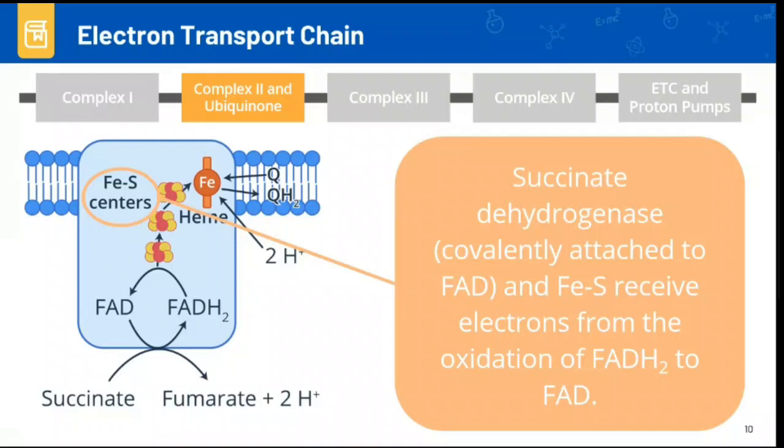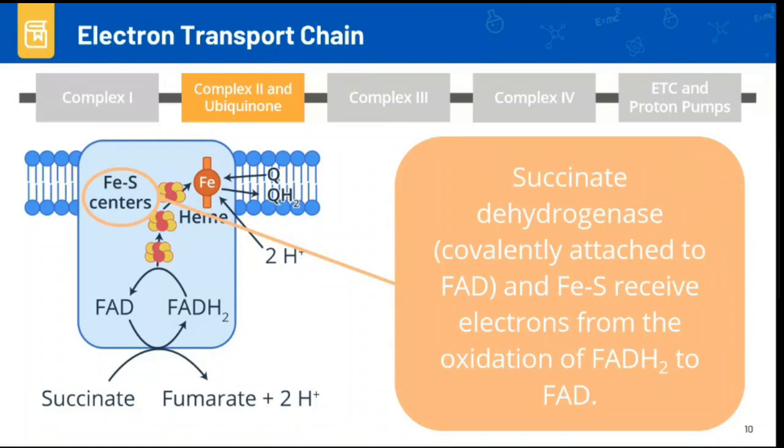Then the electrons from the iron sulfur located in complex 2 are transferred to your ubiquinone, which becomes your ubiquinol or your QH2. Pag na-reduce na yung ubiquinone ninyo, ubiquinol is the reduced form of your ubiquinone. Moreover, unlike complex 1, complex 2 does not pump protons into the intermembrane space.